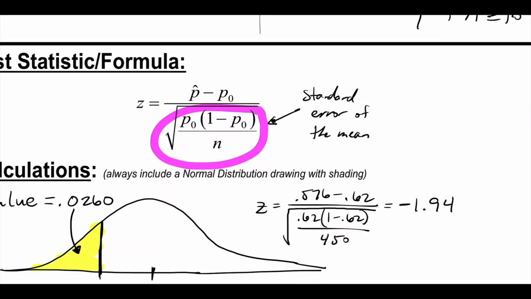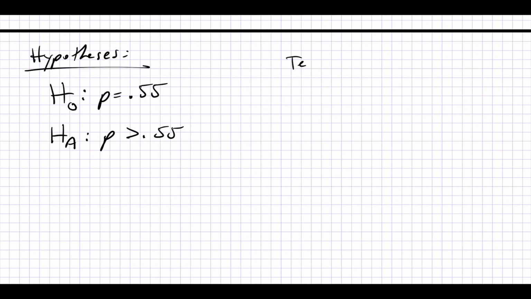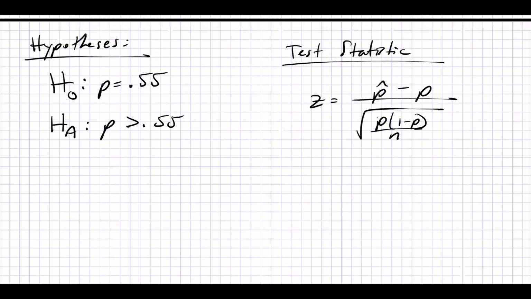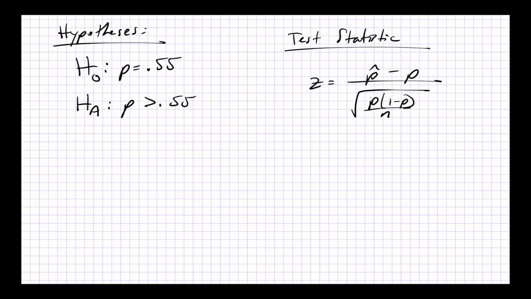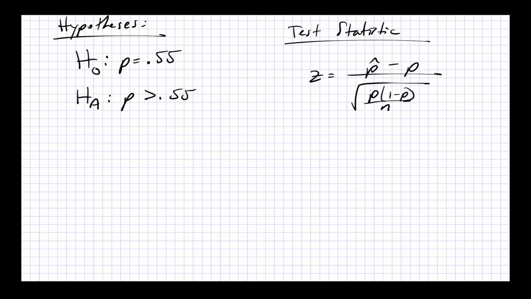Let me write it down. Test statistic: Z equals p hat minus p, over the square root of p times 1 minus p over n. Okay. Next step, before we do our calculations, we have to do our assumptions. So we're going to do our conditions and assumptions.